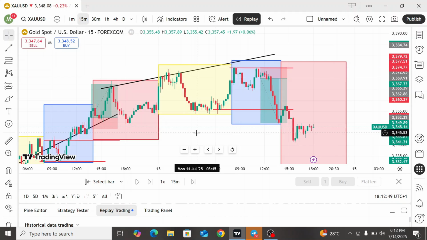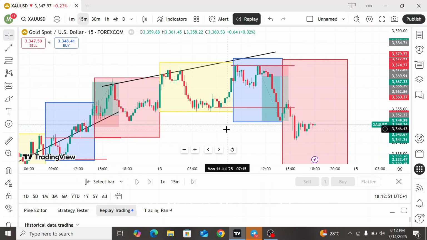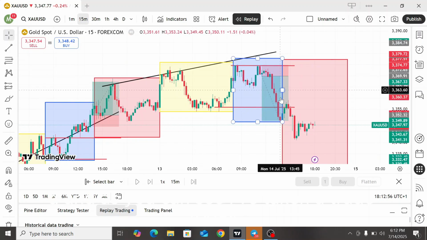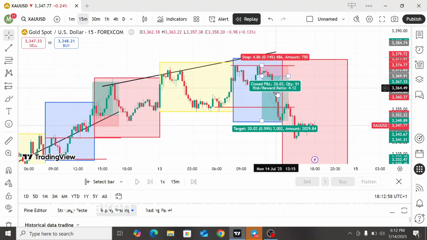So without wasting much time, guys, this is the Xauusd, and as you can see, I've taken a trade today. This is also the screenshot of the trade where I got 200 pips, and we made $200 trading with my simple strategy.